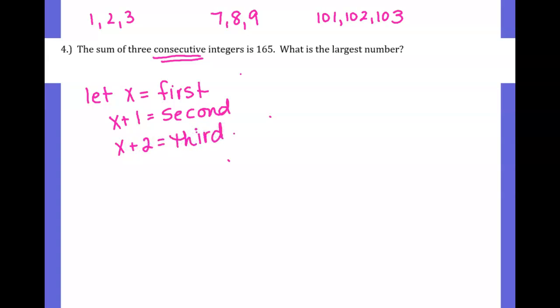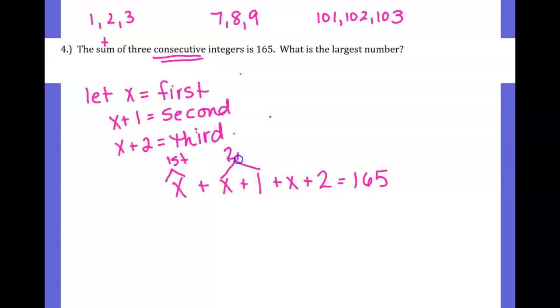If we take the sum, we're adding. We would take the first, add the second and the third, and we would get 165. Remember, this is the first, this expression represents the second, and this represents the third. We just add them together. Now we combine our like terms. We get 3x plus 3 is 165.